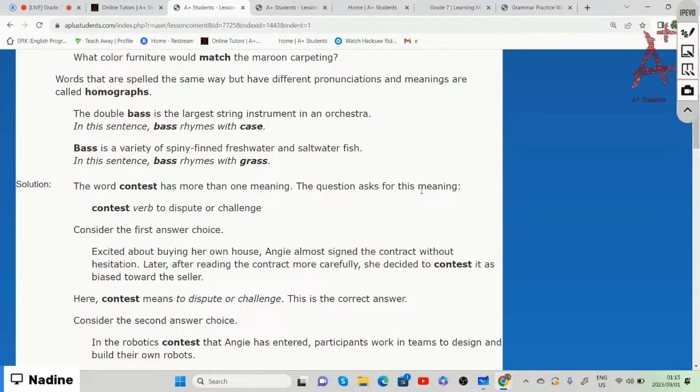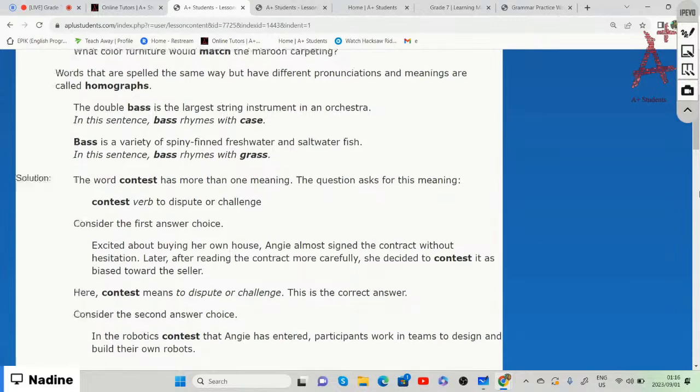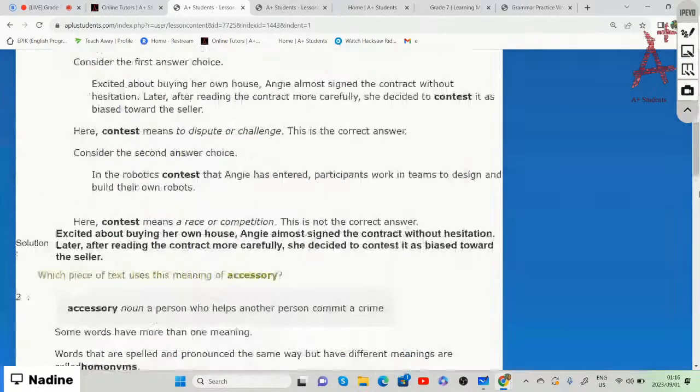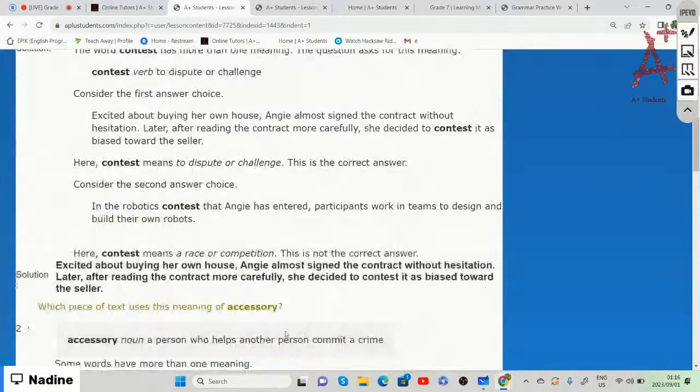All right, so that is where the word contest is. She decided to contest when she felt some form of bias towards the seller, right? And we say that the meaning of contest is to dispute or to challenge, right? And the other one, contest, means race. Then we also have another one that says in the robot.